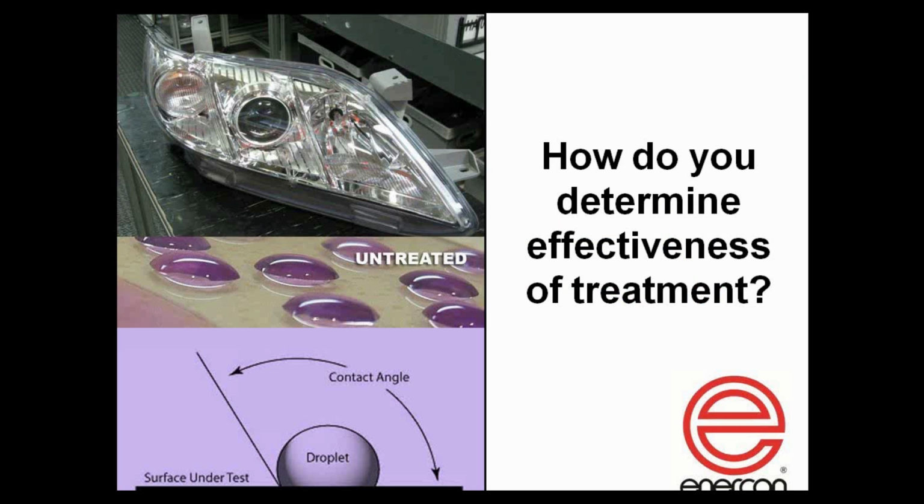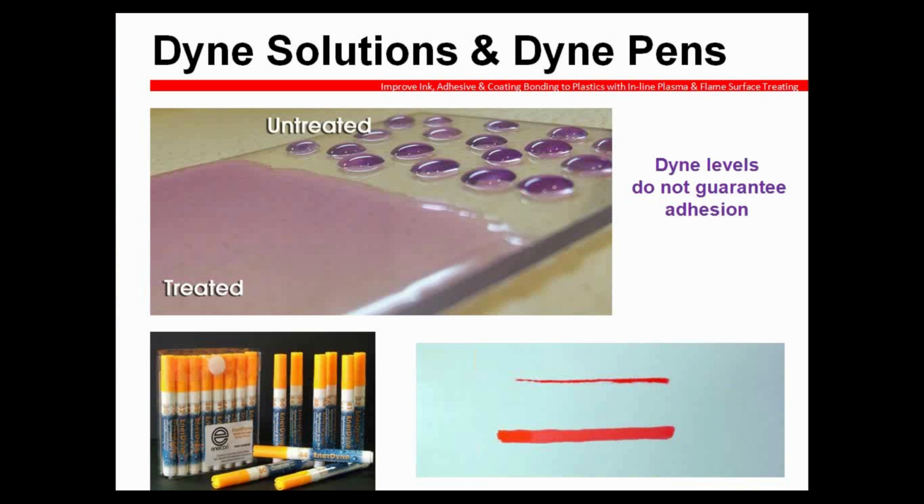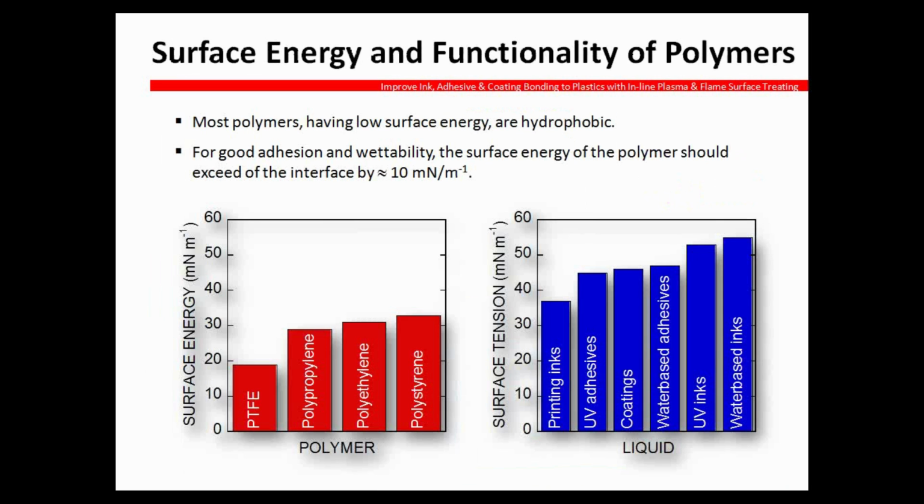So now that we understand what plasma treating is and how it works a little bit, I want to talk about how you determine the effectiveness of treatment. One of the most common ways to determine effectiveness is what we call dyne testing. Dyne testing can be done in a number of ways. You can use what's known as a dyne solution, or you can use dyne pens. Both can be effective in different ways. Dyne testing is typically a pretty good predictor of success, although I'll say, and we'll talk a little more in a couple of slides, it is not the ultimate predictor of success.